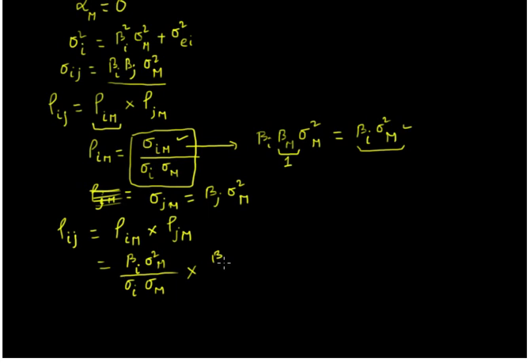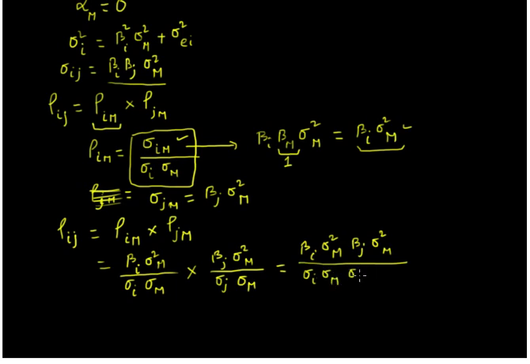we can write the same thing for security J. We can combine this and write it as a single term, beta I times variance of M times beta J times variance of M, all divided by standard deviation of I times standard deviation of M times standard deviation of J times standard deviation of M.